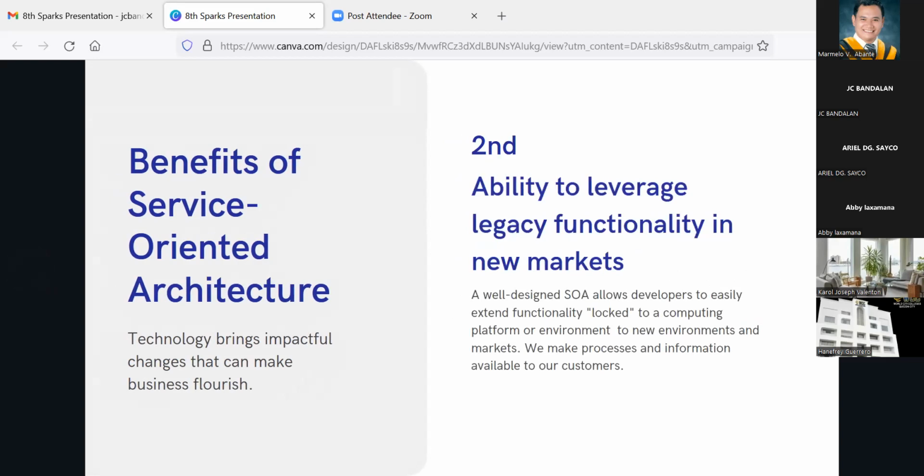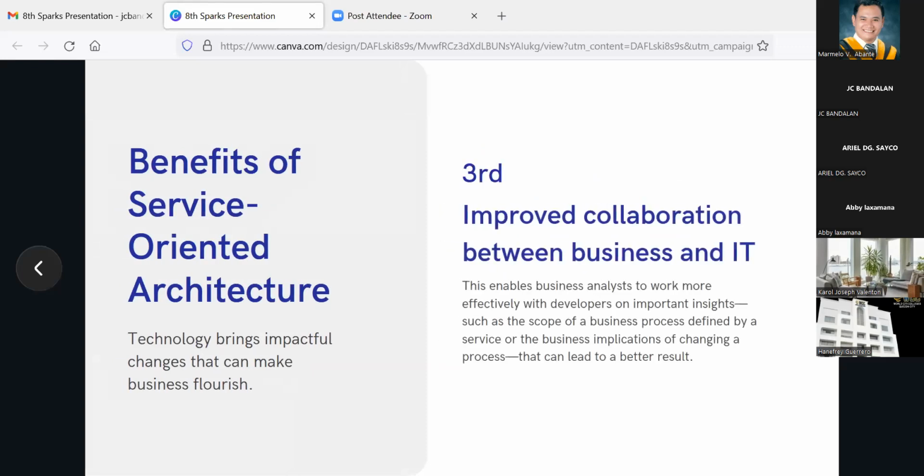The second is the ability to leverage legacy functionality in new markets. A well-designed SOA allows developers to easily extend functionality locked off computing platform or environment to new environments and markets. So we make processes and information available to customers. Say, for example, there are certain functions that's actually just available to a particular service, then possibly we can, as long as we can actually understand how it's being done and the end goal as requested by the clients themselves, then we can actually do that. That's one of the benefits of having a service-oriented architecture.